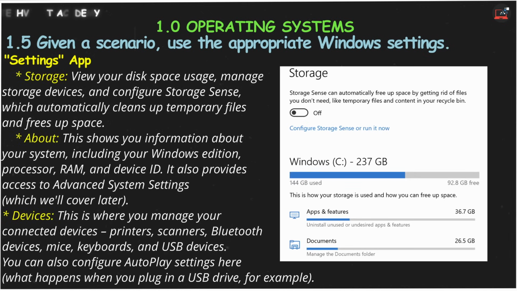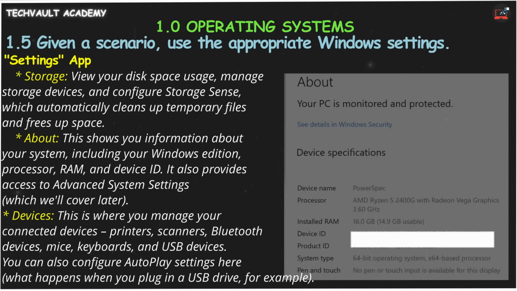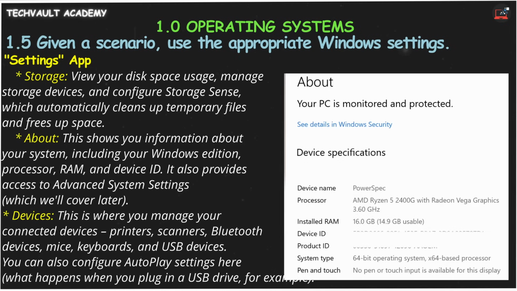Storage. View your disk space usage, manage storage devices, and configure Storage Sense, which automatically cleans up temporary files and frees up space. About. This shows you information about your system, including your Windows edition, processor, RAM, and device ID. It also provides access to advanced system settings, which we'll cover later.